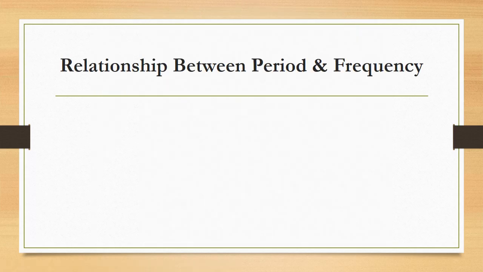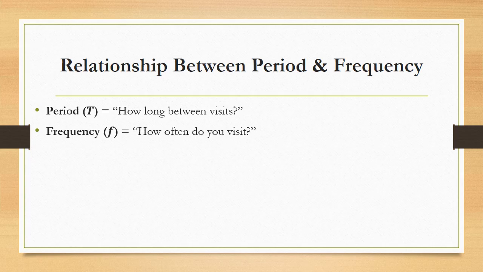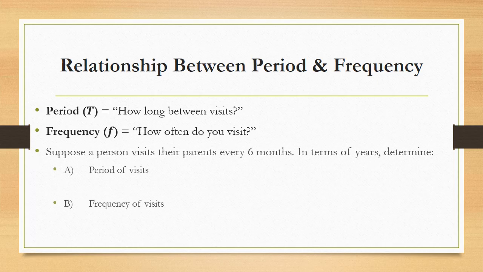Alright, I want to try to make sense of the relationship between a period and a frequency for an oscillating object. We're going to make this a little bit less scientific, but I think the analogy is helpful. Period is, if you imagine visiting somebody, it's how often you go between visits. Like, well, how much time passes from one time till the next time you visit. Frequency is sort of the opposite. It's not how much time passes, it's how often do you visit. So in a given length of time, how many visits do you make?